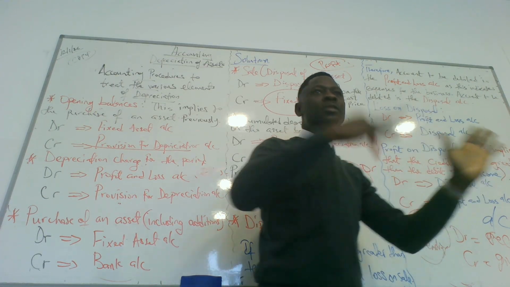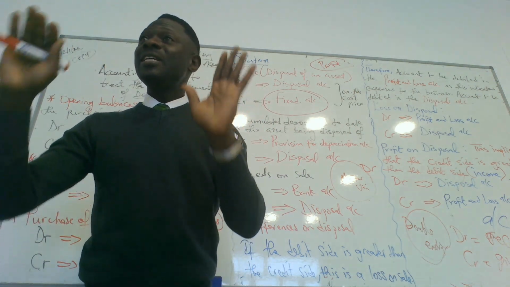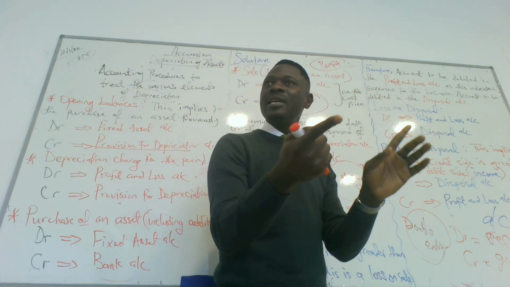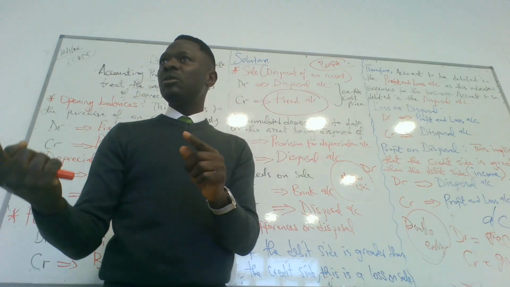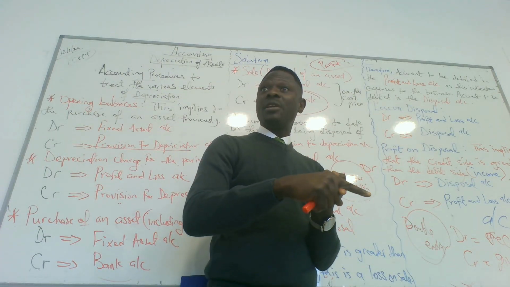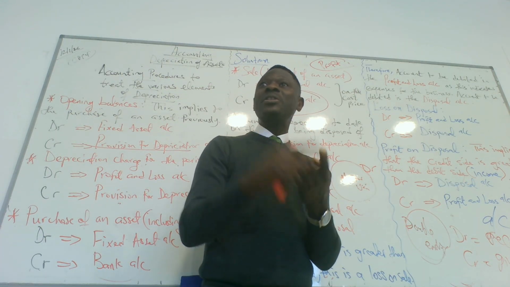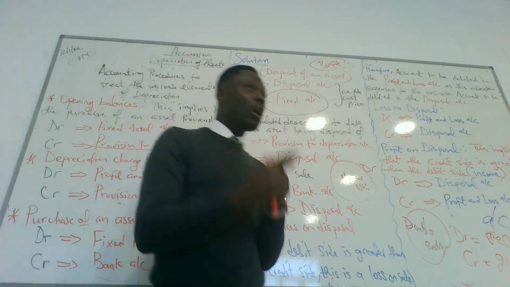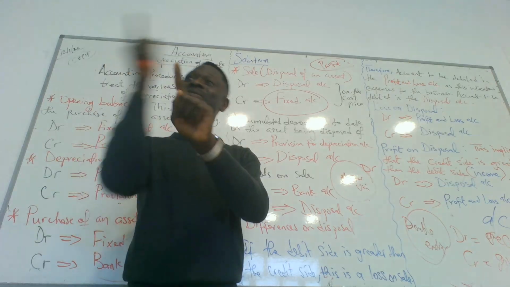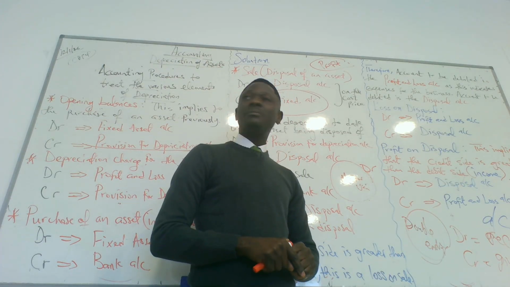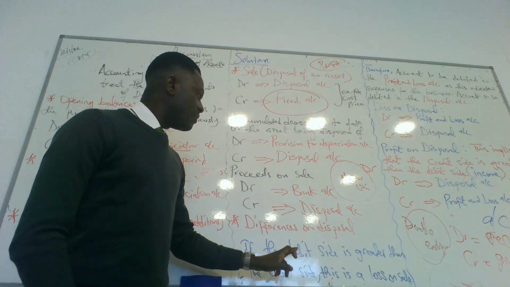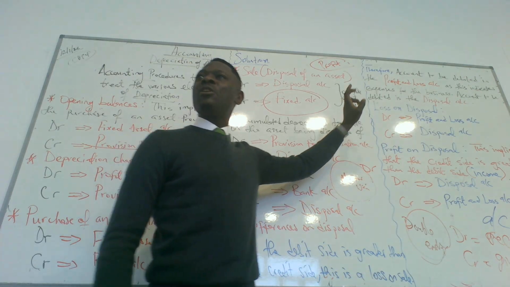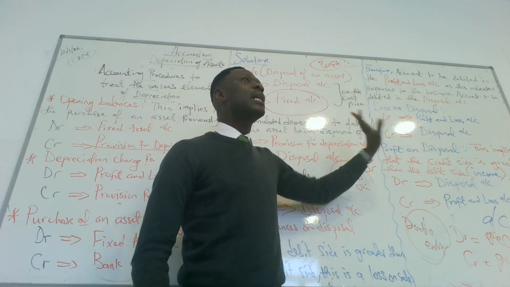But when you sell, because you are selling, it's going to be in your profit and loss account because it's sales. But what sales is it? Is it an income or an expenditure? It's an income if you make a profit from the sales. And when you're making a profit, it means your credit side is greater than your debit side. If you are making a loss, it simply means your debit side is greater than your credit side. So here, if the debit side is greater, you are making a loss. You debit profit and loss account, you credit disposal account.